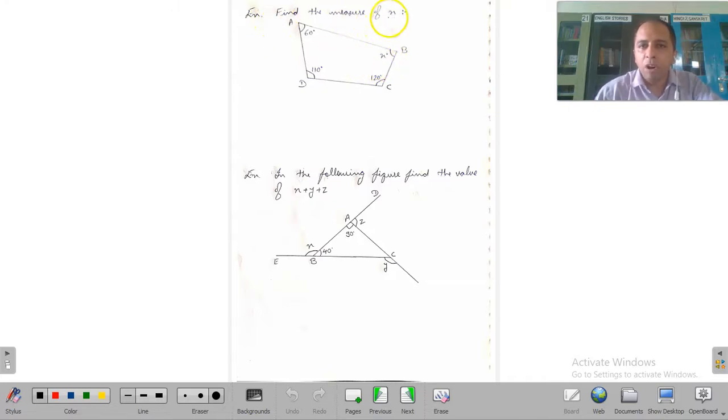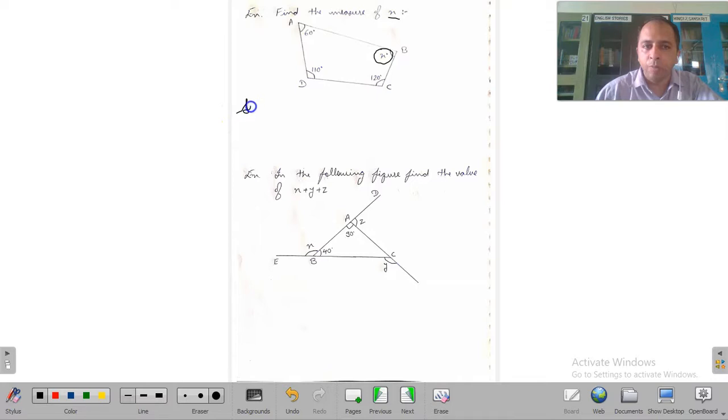Find the measure of x in this figure. We have to find out the measure of this angle. So how much will it be? Look, this is a quadrilateral. This polygon is a quadrilateral. And what is the sum of interior angles of a quadrilateral? So first, what we have to do is find out the sum of interior angles of a quadrilateral.